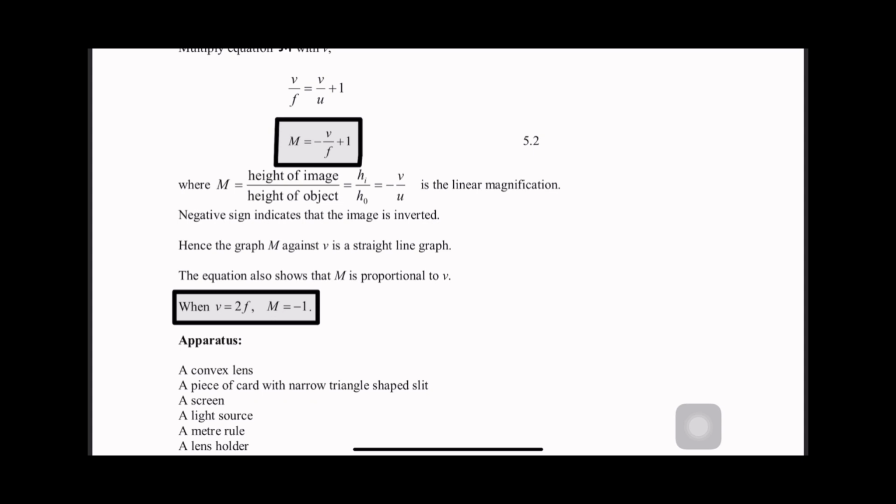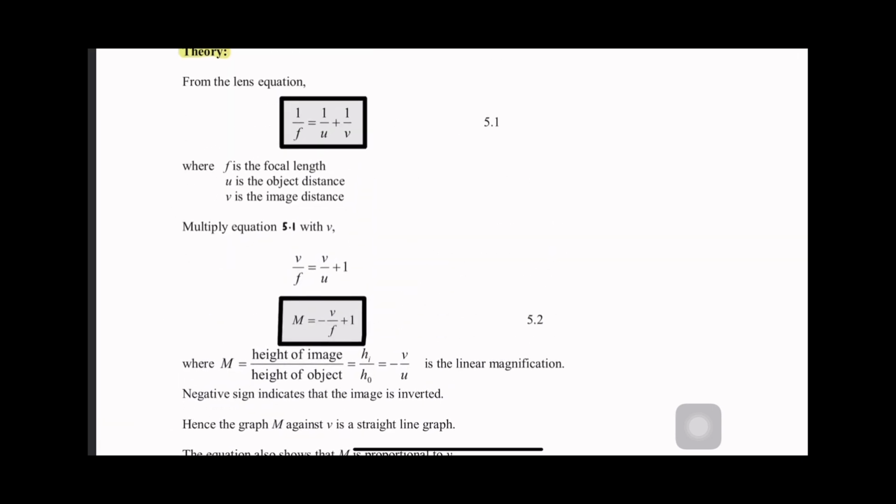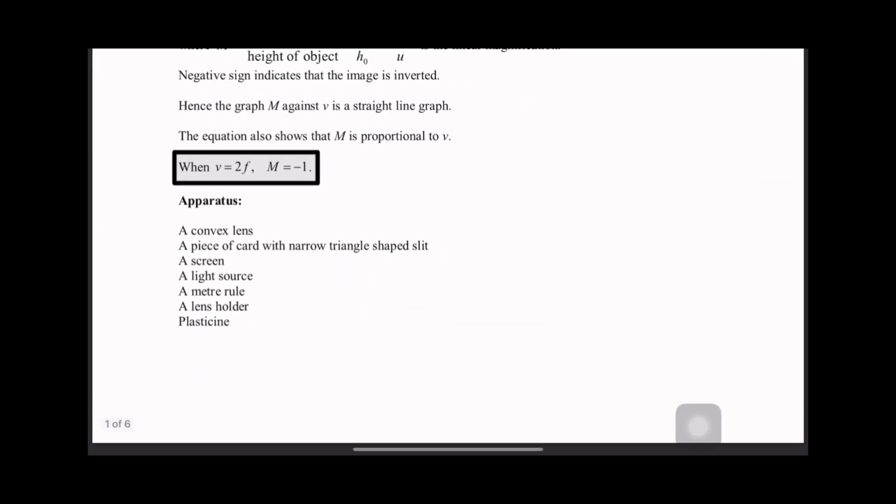Okay, so the negative sign here indicates that the image is inverted, hence the graph m versus v is a straight line graph. So the equation also shows that m is proportional to v. When v is equal to 2f, the magnification is equal to negative 1. Okay, so this is dia punya teori lah. And then for apparatus, you kena guna convex lens, of course, piece of card, the narrow triangle shape slit, screen, light source, meter rule, lens holder, and plasticine.